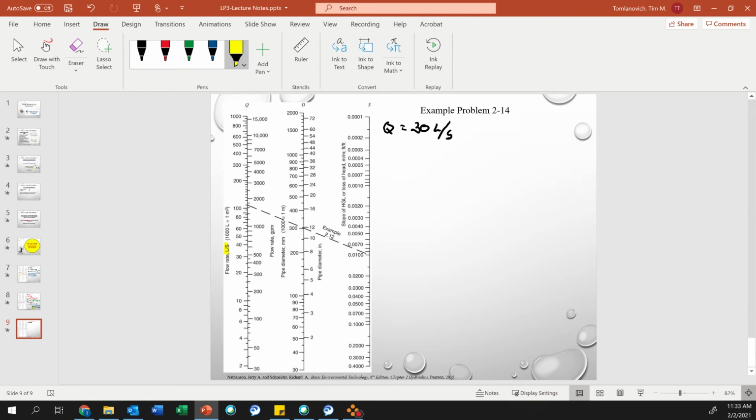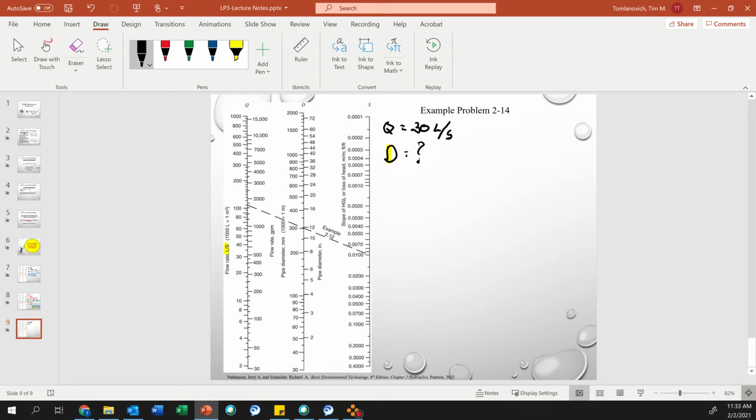All right. So without causing the pressure drop, what is the minimum pipe diameter? So we're looking for D. We're looking for D. That's what we're looking for.